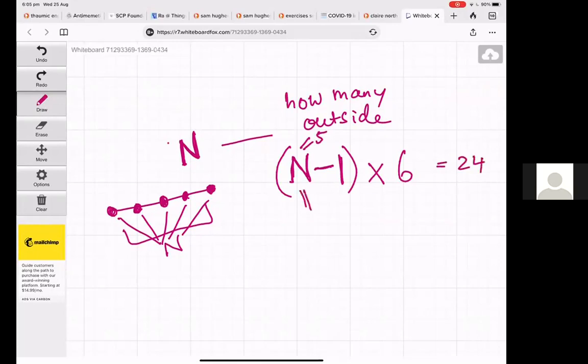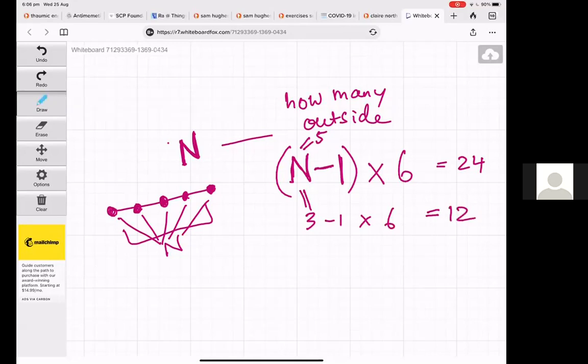So it doesn't really need to tell you how much the sides equal, because you can just look at it. But what if n is equal to 3? Then what does my formula give me? It'll be 12. Yeah, because 3 minus 1 equals 2, times 6 is 12.